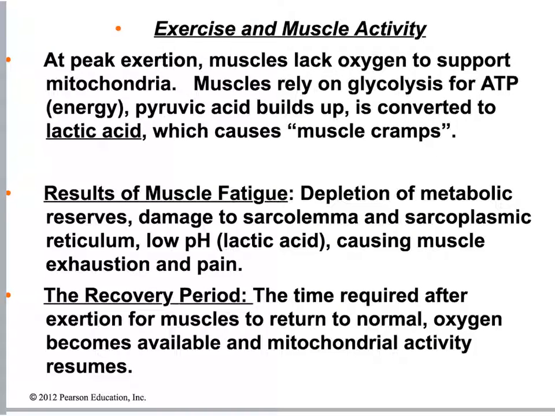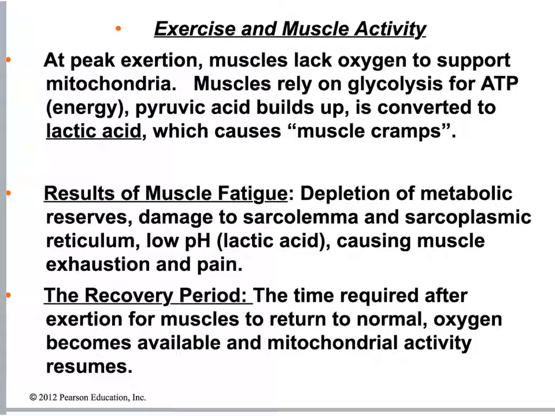Now let's talk about exercise and muscle activity. At peak exertion, muscles lack oxygen. When there's a lack of oxygen, they're unable to create ATP in the mitochondria of the cell. So now they have to rely on glycolysis for ATP. And remember, ATP is energy for the cell.